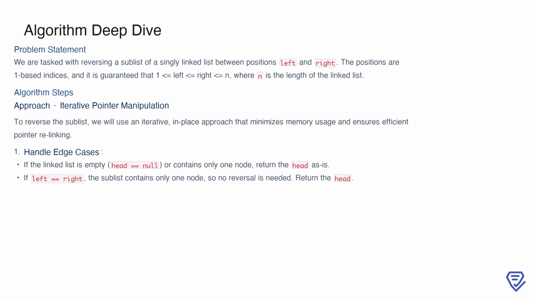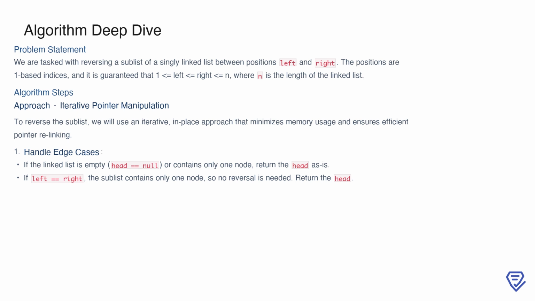To begin, we are tasked with reversing a portion of a singly linked list between two given positions, left and right. These positions use 1-based indexing, which means the first node is at position 1. The constraints ensure that the positions are valid, specifically that left is less than or equal to right and both are within the bounds of the list's length.